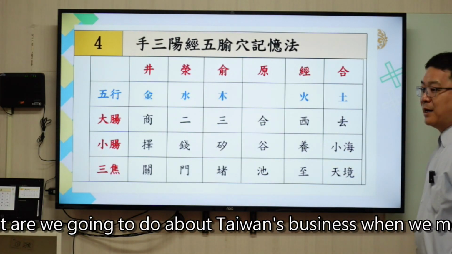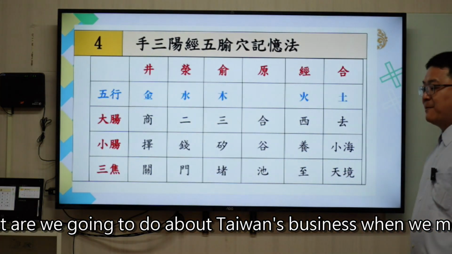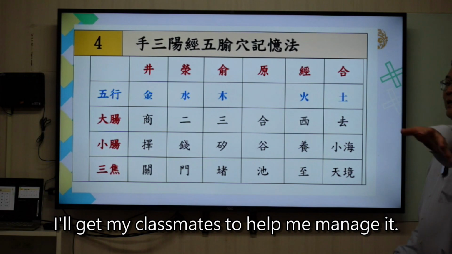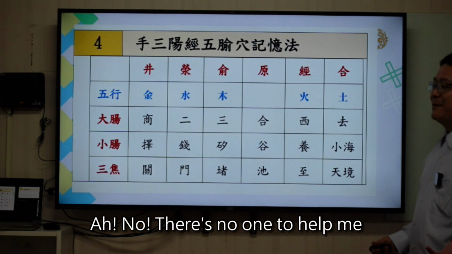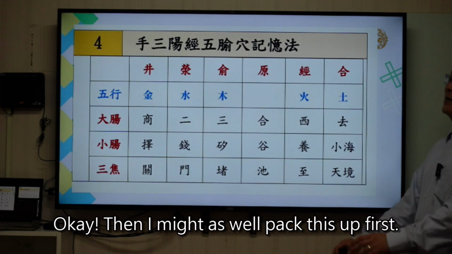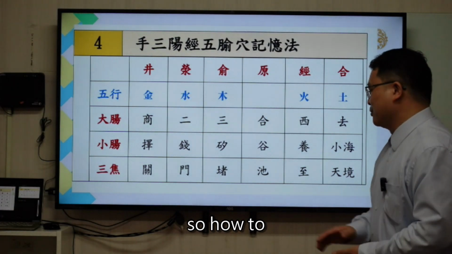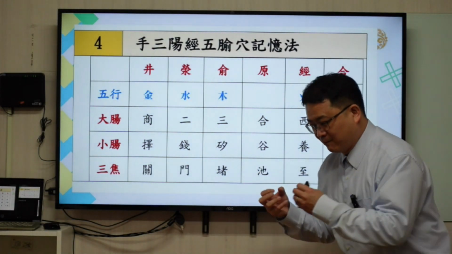What are we going to do about Taiwan's business when we move? I'll get my classmates to help me manage it. No. There's no one to help me. My classmate is busy too. Okay. Then I might as well pack this up first. Close the door. Close up shop.